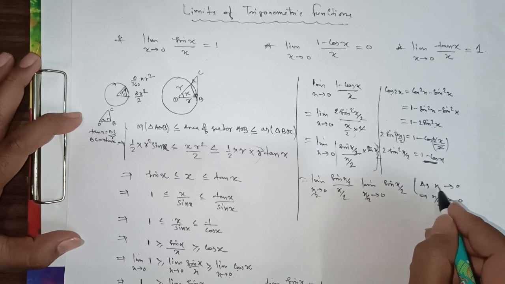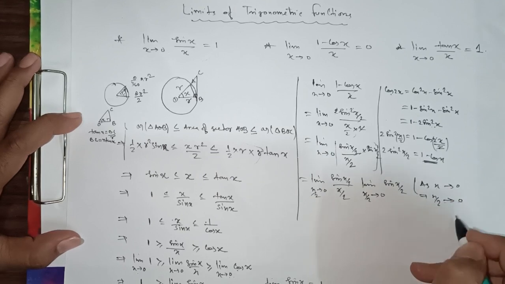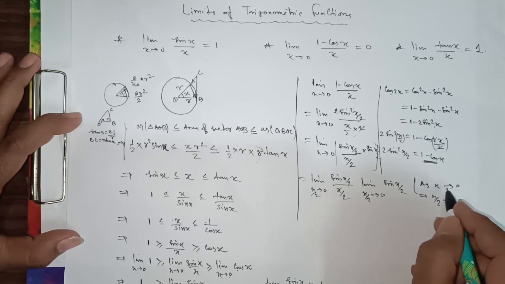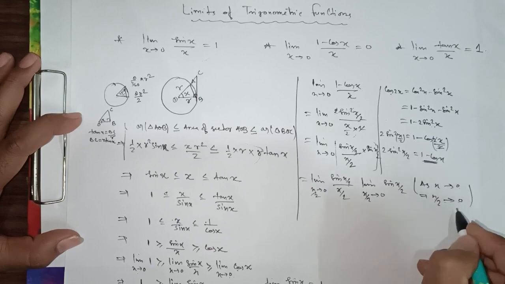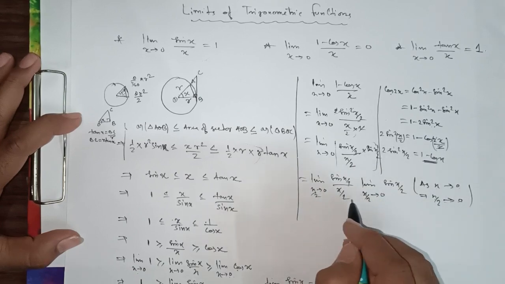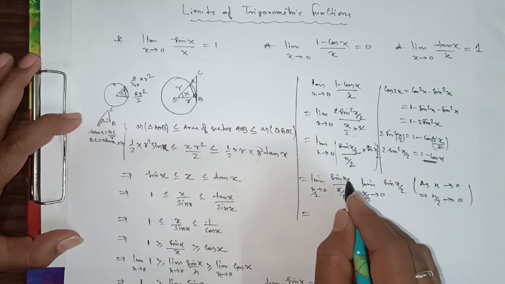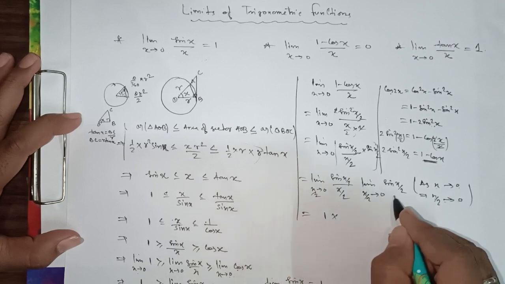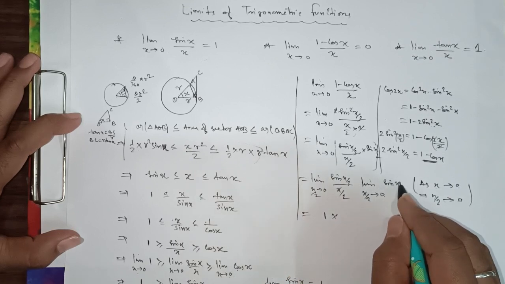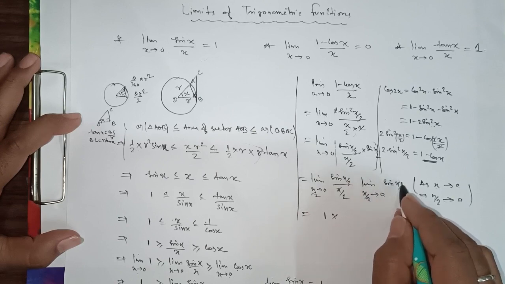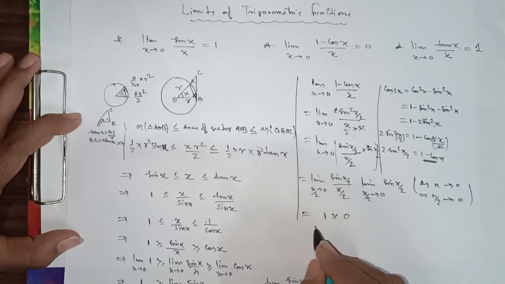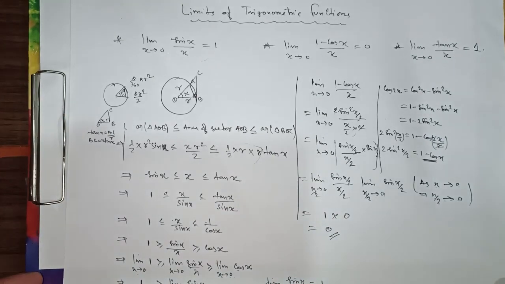See, if you put x equals 0, you will get 0 by 2, that means 0. If x tends to 0, then x by 2 also tends to 0, so we can change the limit here. This gives us 1, and if you substitute the value here, sin 0 means 0, and we'll get the result 0. That is our second proof.